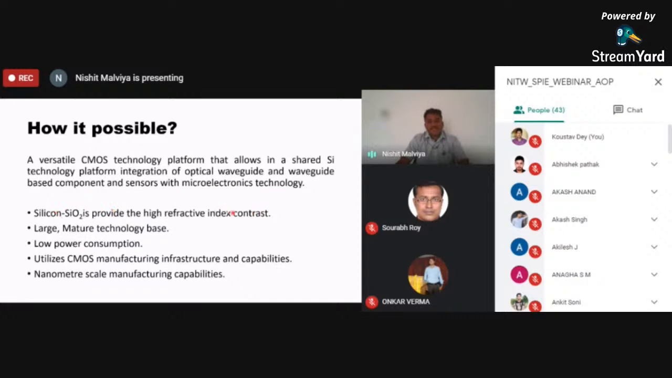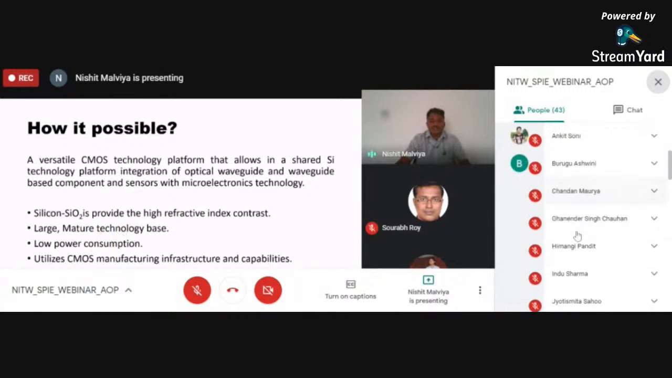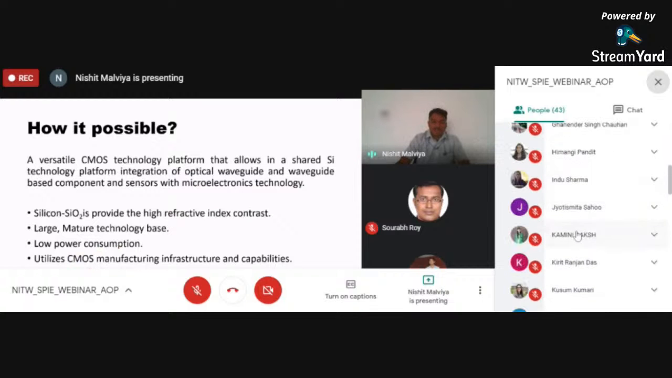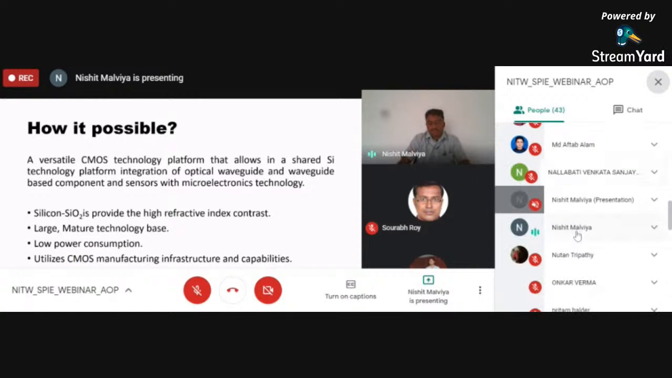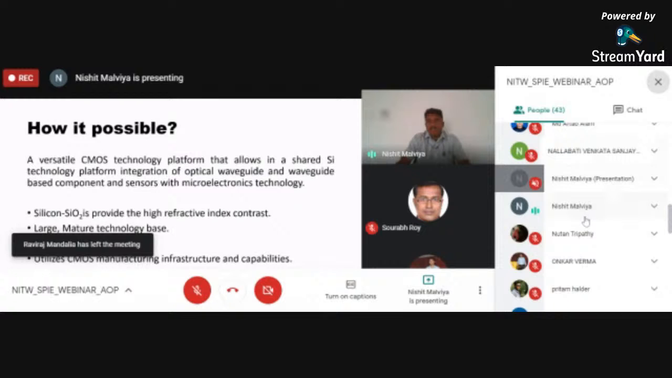So there is a very high refractive index contrast, and by using this mature technology, we can integrate different components. There is also low power, which was discussed in the previous slide. One more thing to discuss is the transistor technology nodes, which will be discussed in our next slide. So by using this CMOS fabrication technology, we can fabricate our silicon photonic devices.